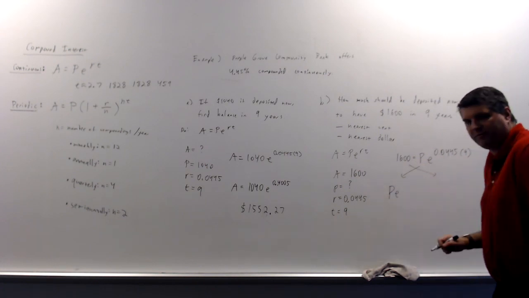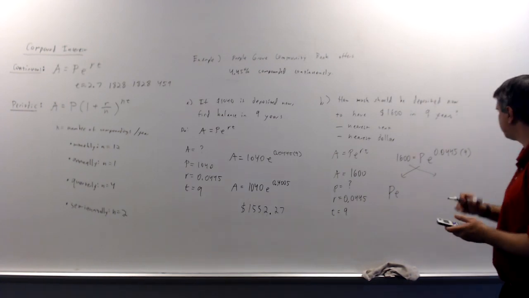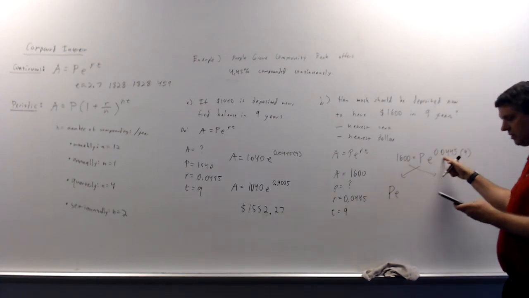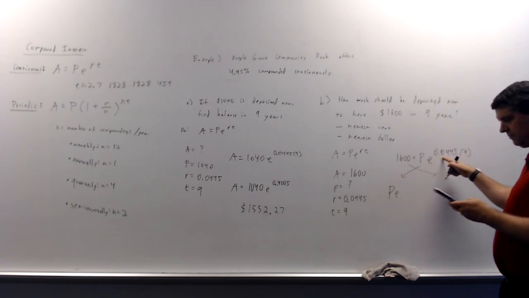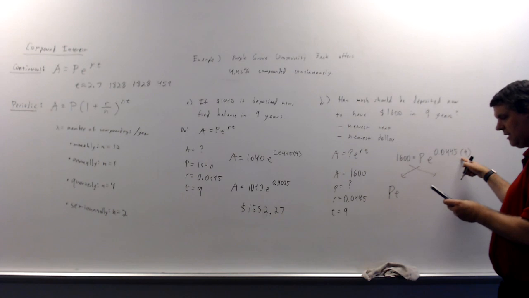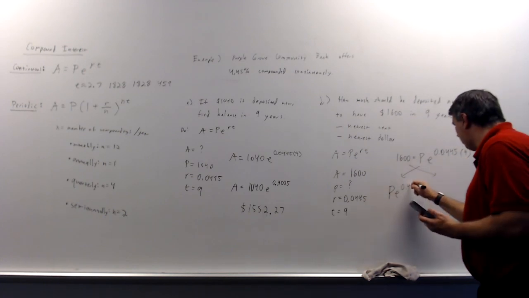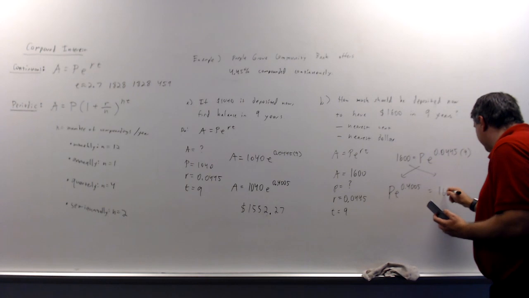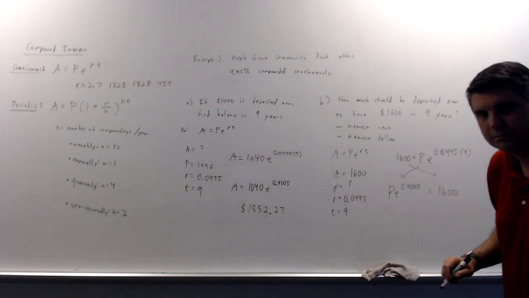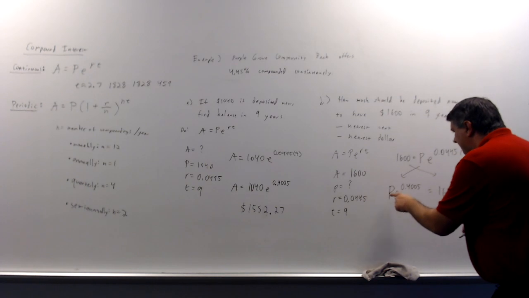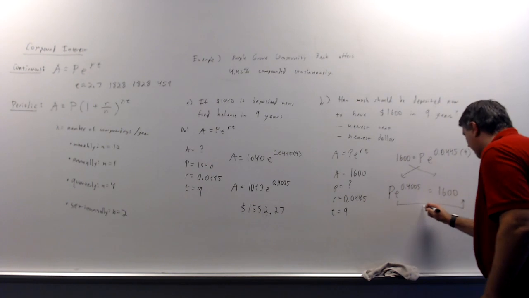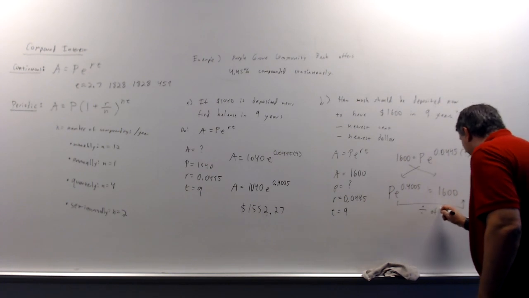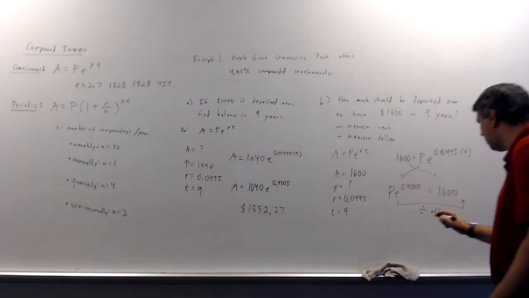I am going to go ahead and simplify the exponent. I'm going to pretend that I don't know what the answer to this is. So 0.0445 times 9 gives me 0.4005. So P times e to the 0.4005 equals 1,600. Now, my goal is to undo, I got P times this e to something. I'm going to do the multiplication by dividing. And yes, that is the arithmetic division symbol, and that's what I'm going to use.